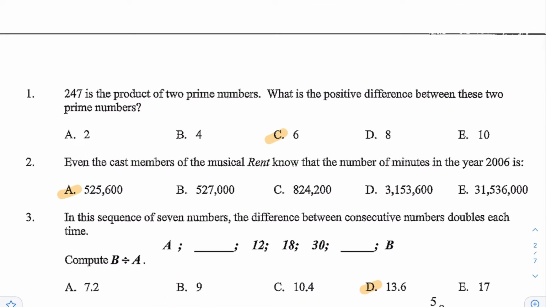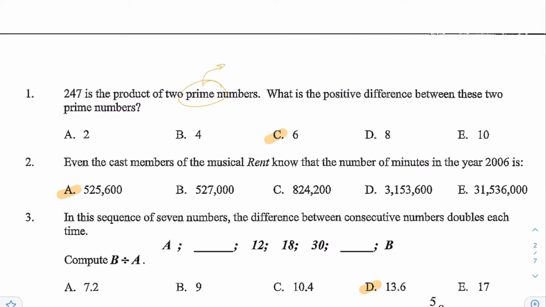For number 1, 247 is a product of two prime numbers. What is the positive difference between these two prime numbers? So what you have to do is take 247 and see that it's a product, which means you have to multiply. And the key word here is prime.